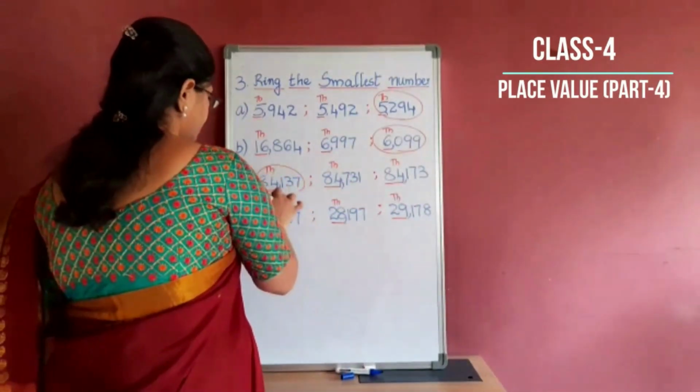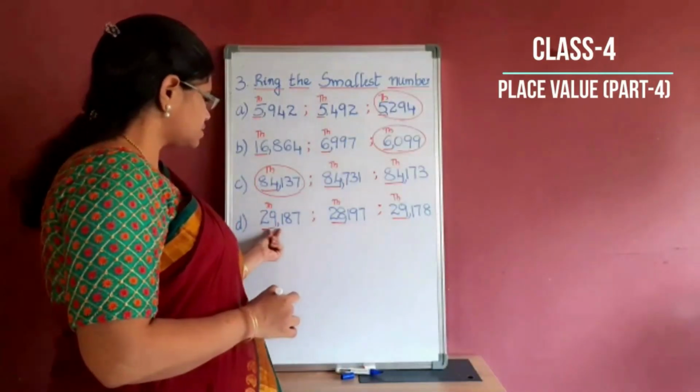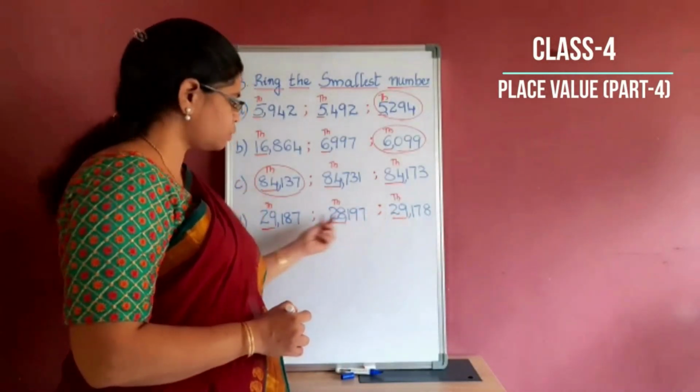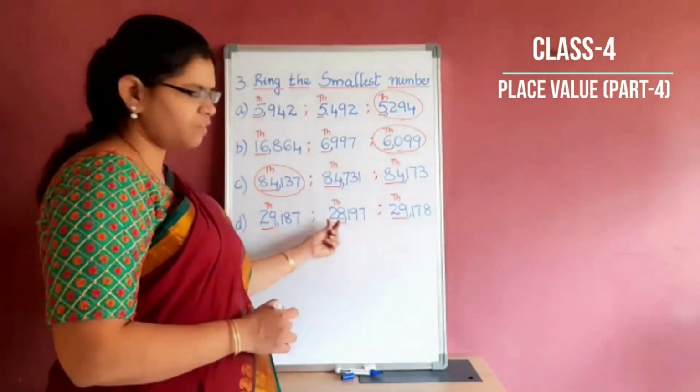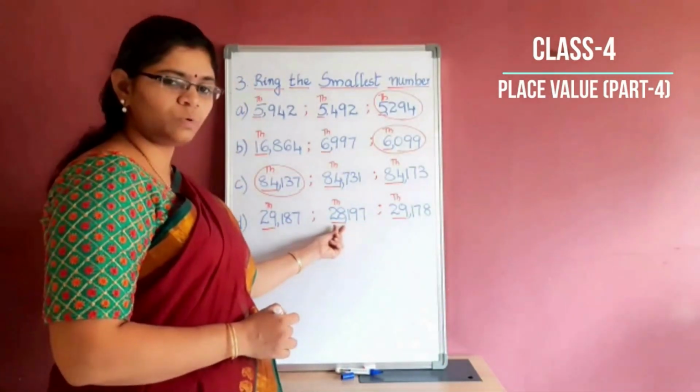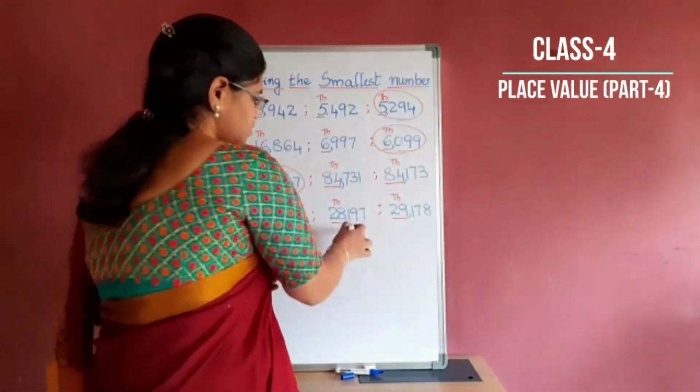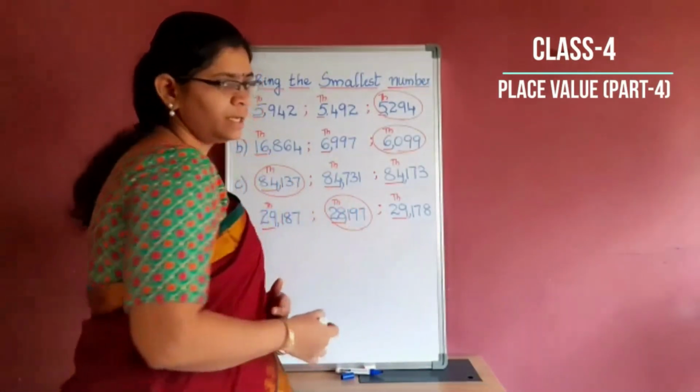Okay. Now let us check the next one. This is 29,000, 28,000, 29,000. We have two numbers in 29,000 and one number in 28,000. Which is smaller, 28,000 or 29,000? 28,000. So this is the smaller number.